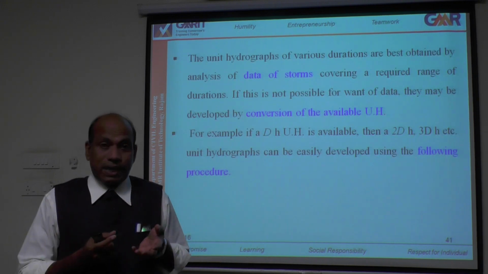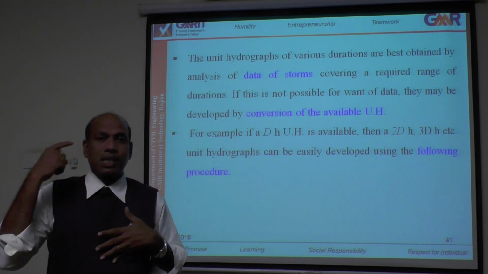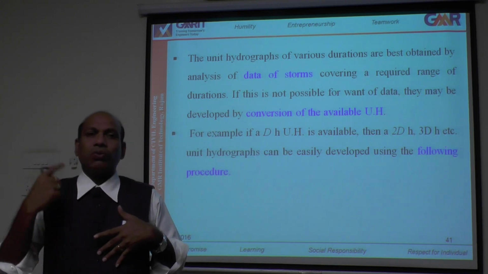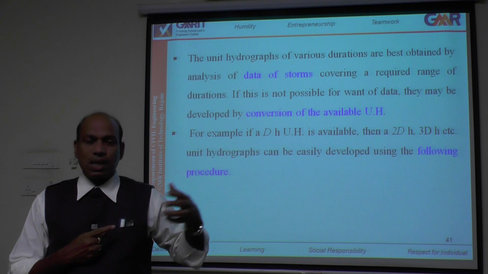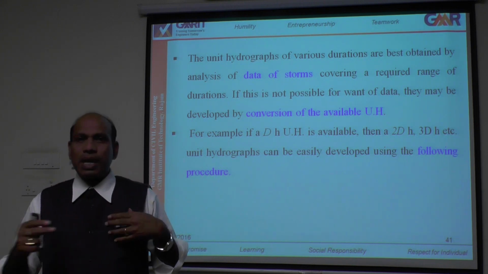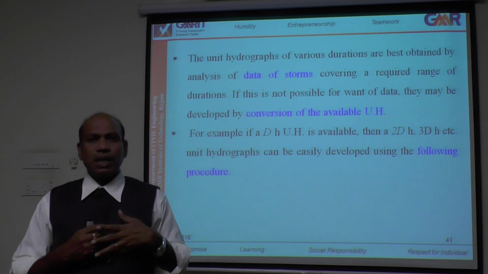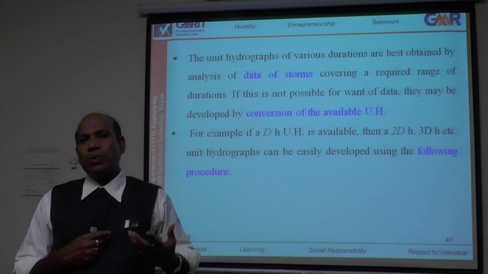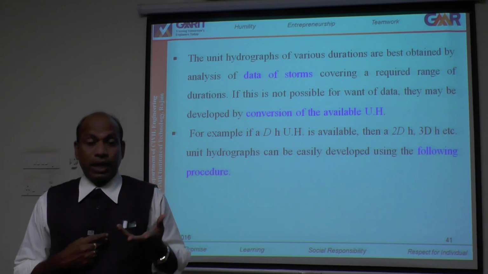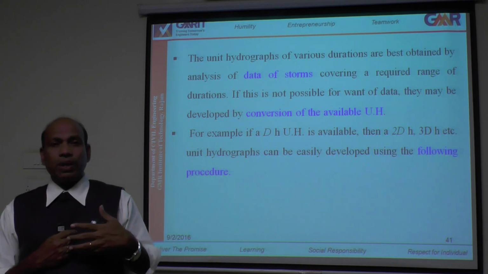We want to construct a 6 hours unit hydrograph for the Vamsadhara River, and also a 9 hours unit hydrograph, and also a 12 hours unit hydrograph for the Vamsadhara River. If raw material is available, that means base period as well as corresponding discharges are available, we can prepare the unit hydrographs of 3 hours, 6 hours, 9 hours, 12 hours like that. But the gauge data is not always available for the construction of the required number of unit hydrographs.